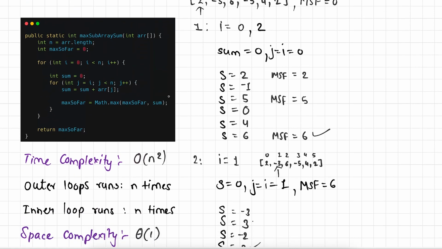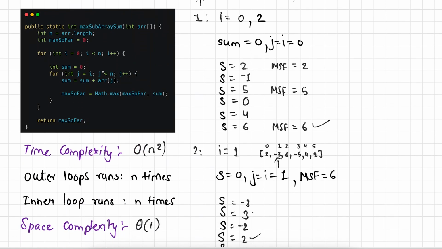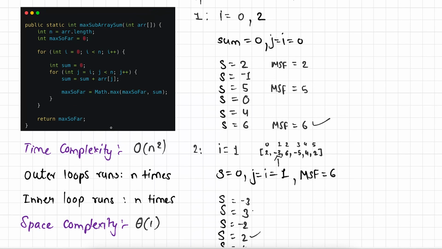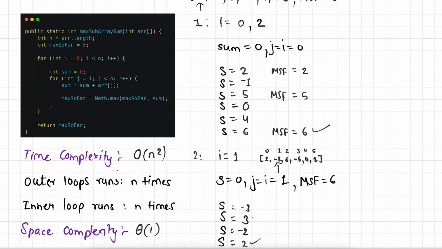So far so clear. Now talking about the time complexity, in this function we are running nested loops. The outer loop is running n times and the inner loop is also running n times. So we can say that the time complexity of this function is big O of n square. Now talking about the space complexity, as we are not using any extra space, the space complexity comes out to be theta of 1. So overall, to solve this problem, this approach took big O of n square time and theta of 1 constant space.